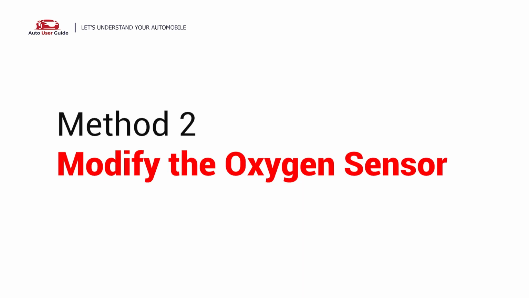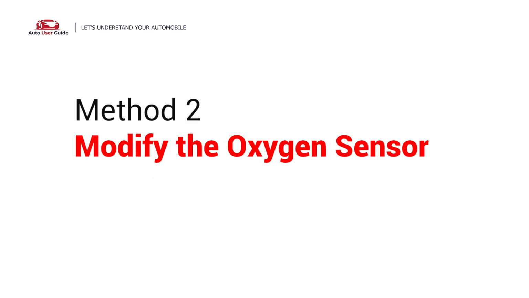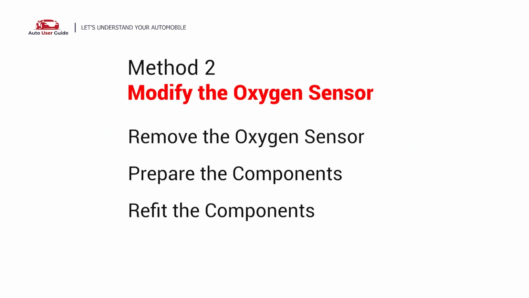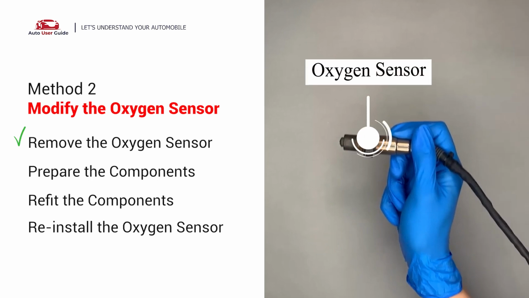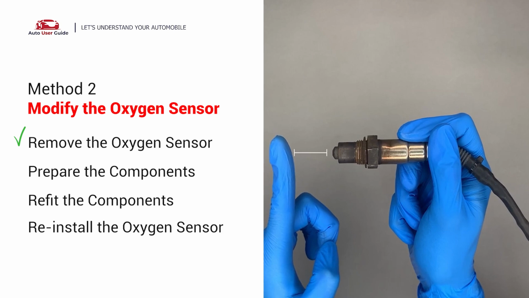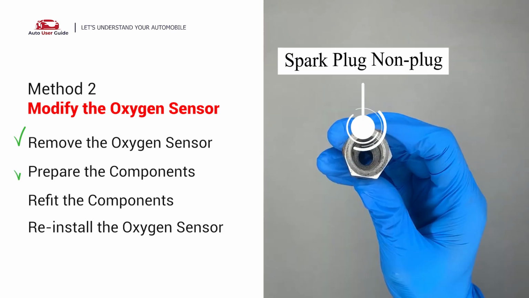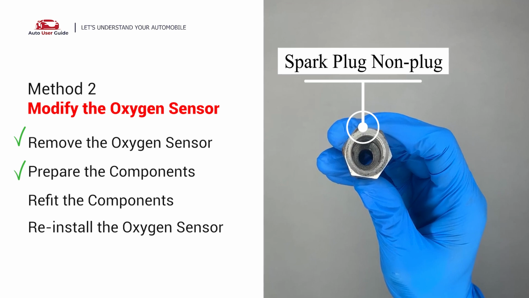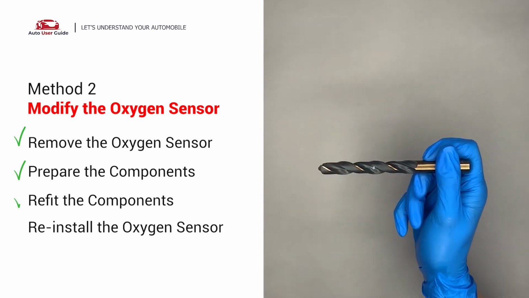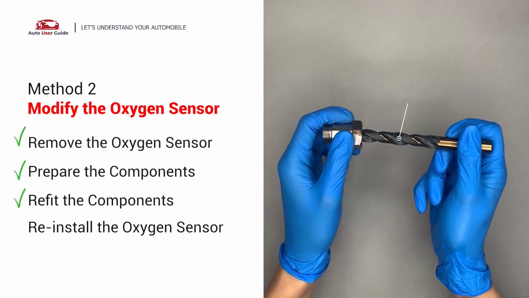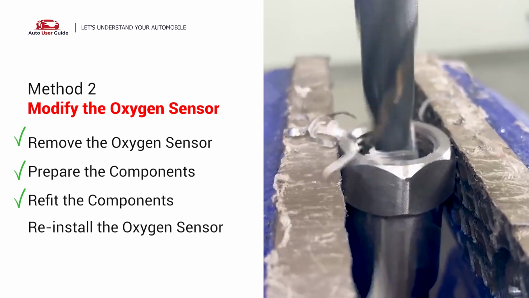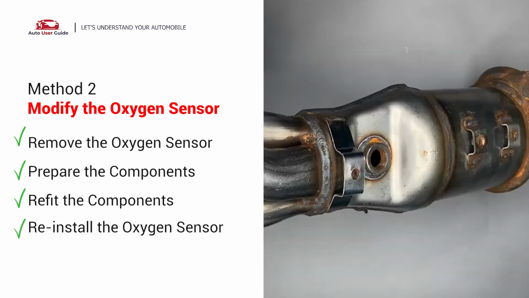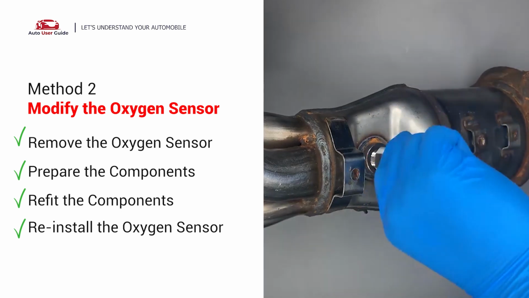Method 2: Modify the oxygen sensor. You can remove the oxygen sensor from the converter by putting extra space between the sensor and the converter. Then get the smart plug non-fouler, which now has enough space to fit into the oxygen sensor, and use a 1/2-inch drill to refit it. By doing this, put them together and put back on the catalytic converter.